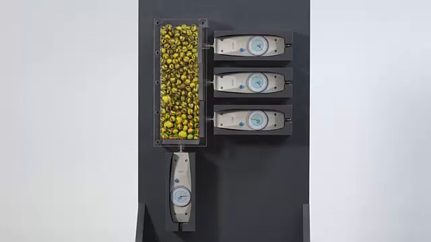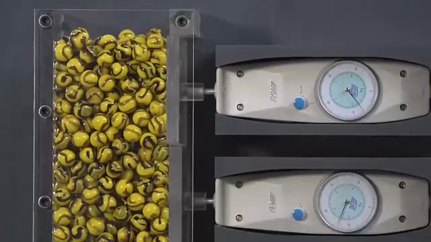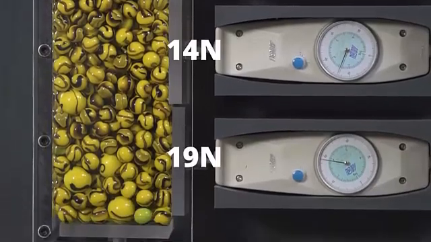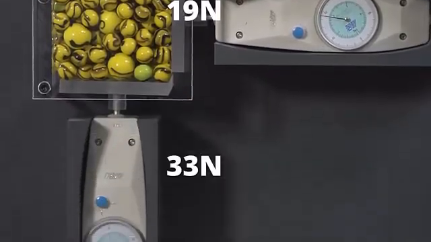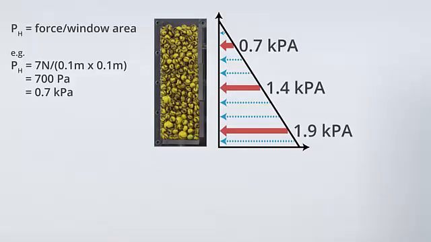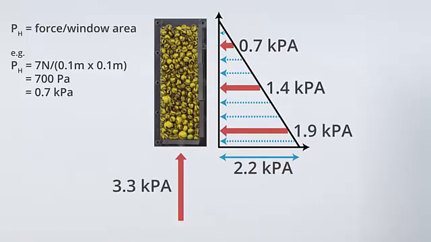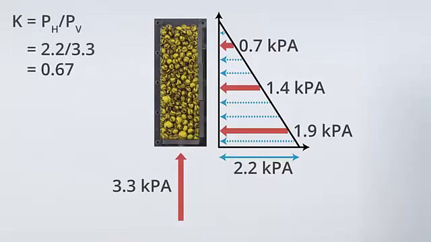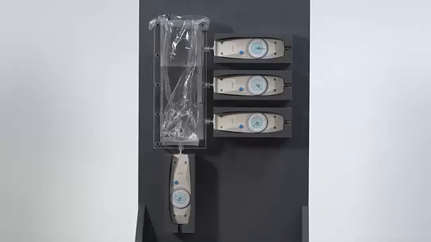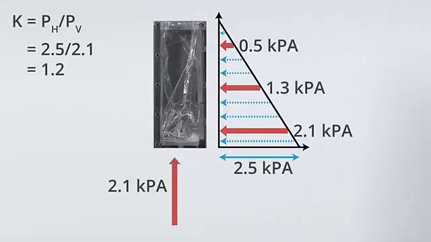When the chamber is filled with marbles, an example of a granular material, the indicated horizontal forces are 7, 14, and 19 newtons, and the downwards force on the bottom window is 33 newtons. And it is easy to see that the corresponding horizontal pressures do indeed increase linearly with depth. Based on a straight line fit, the horizontal pressure at the bottom of the chamber would be 2.2 kilopascals. The measured vertical pressure there is 3.3 kilopascals, and dividing the horizontal bottom pressure by the vertical one gives a K of 0.67. If we fill the chamber with water, the gauges again indicate a linear pressure distribution.